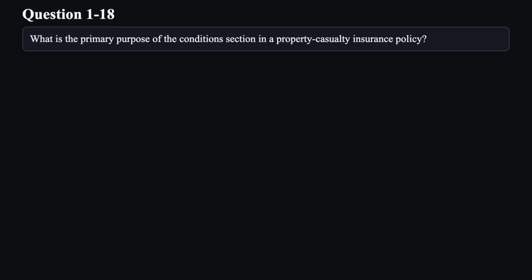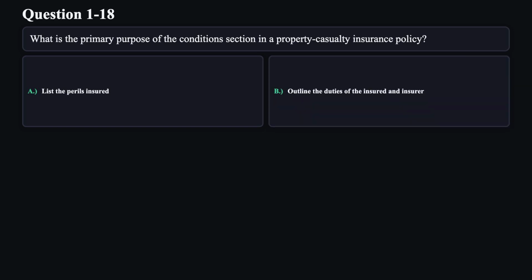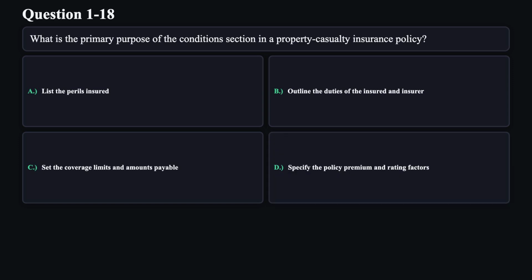Question 18. What is the primary purpose of the conditions section in a property casualty insurance policy? A. Lists the perils insured. B. Outline the duties of the insured and insurer. C. Set the coverage limits and amounts payable. D. Specify the policy premium and rating factors.